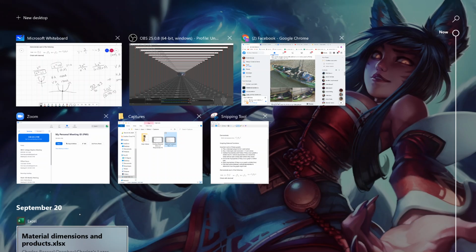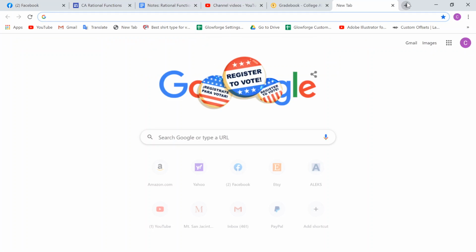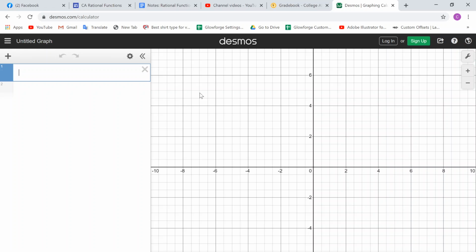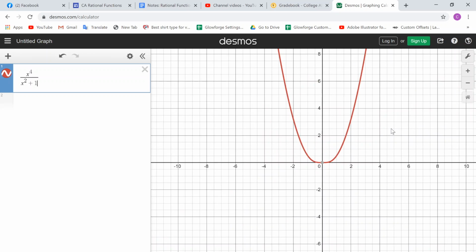So let's see. X to the 4th divided by x squared plus 1. And so you can see that it is kind of a parabola looking thing.